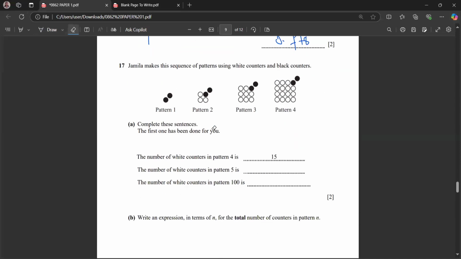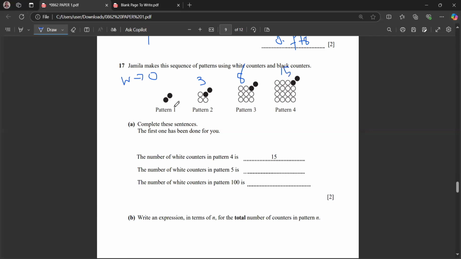17th one. Jamila makes the sequence of patterns using white counters and black counters. Complete these sentences. The first one has been done for you. So number of white counters in pattern 4 is 15. If you notice in the pattern 1, so we'll just write down the number of white counters in each. 0, in here there is 3, here there is 8, here there is 15.